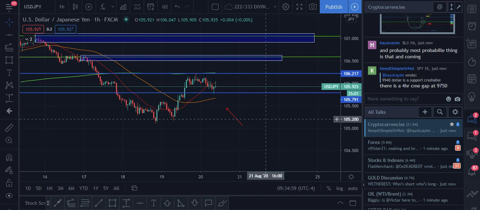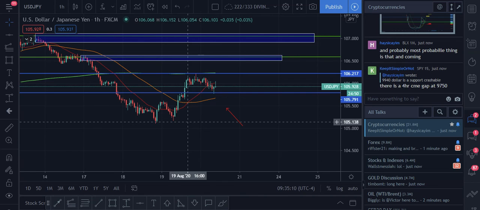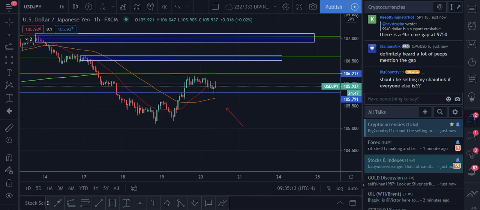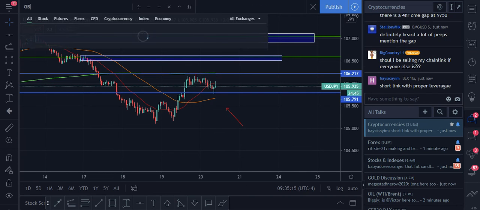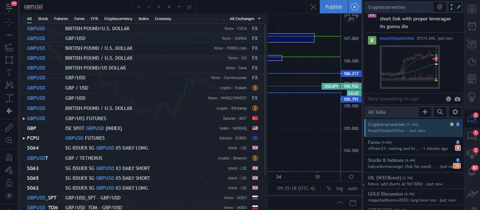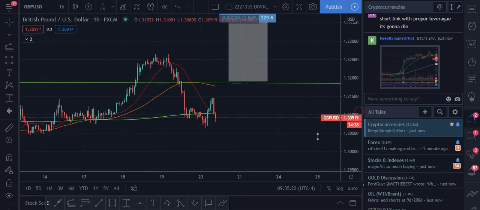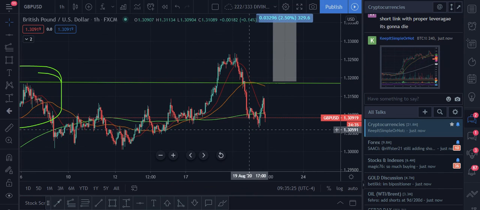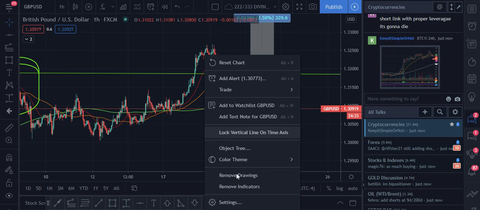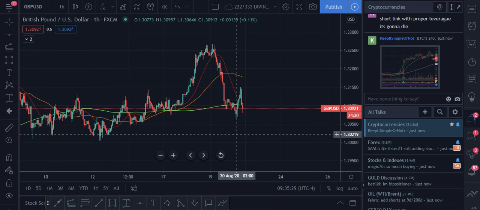Let's see something. All right, now we want to look at British pound, US dollar. So on the British pound, US dollar. Okay, so because the US dollar is on the right side of this pair, what we're going to do is we're going to look for selling opportunities, and we have some great stuff setting up right here.